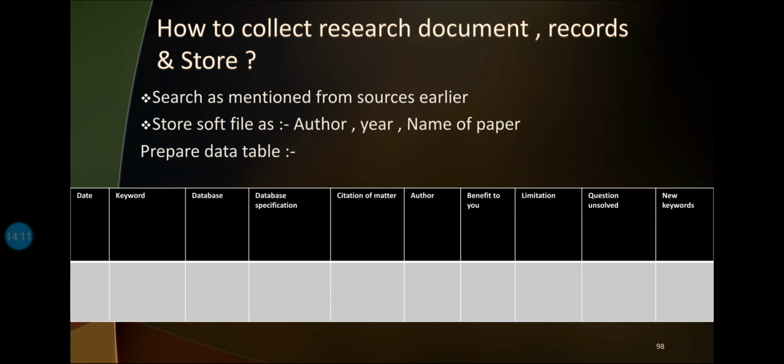Next column is questions unsolved. Before referring to a particular topic, there are several questions in the mind that you hope to get answered after going through that literature. After reading the research article, paper, or book, what unsolved problems did you not get answered from the reviewing process? Then you need to form new keywords which are still pending, which you want to search, and the next paper you refer to will be based on these new keywords.